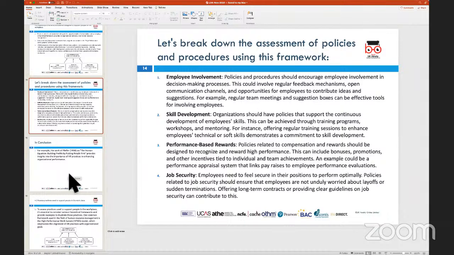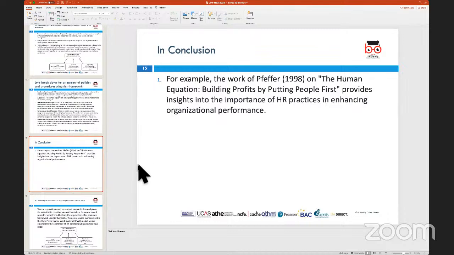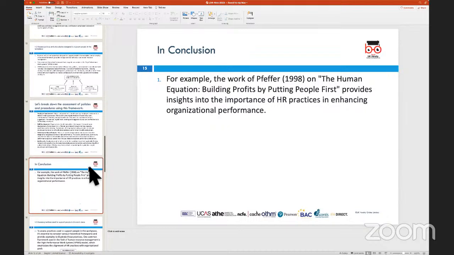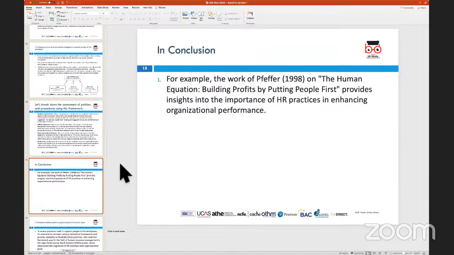So when we talk about this particular aspect of how policies and procedures are designed to support people in the workplace, this particular model or framework, which is the high performance workplace model, essentially comes into play. And this is something which most HR managers know and keep in mind: by building profits, they are looking at people. They're trying to create an organization which is going to be people-first, which is going to have high quality employees who are competent and have the skills.